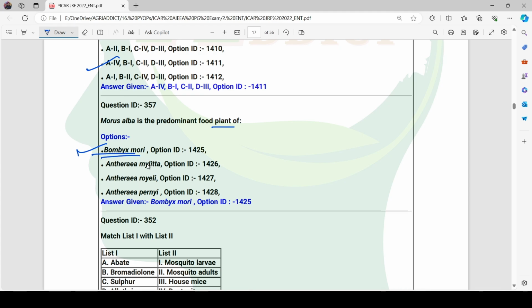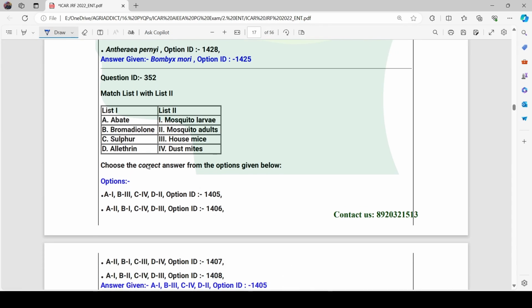Very simple question. The next question is another match the following type. There are several rodenticides and other pesticides given. You just have to match whom they can kill or restrict. So first there are Abate, bromadiolone, sulfur and allethrin. And in list 2 there are mosquito larva, mosquito adult, house mice, and dust mites. So Abate is mainly for larva of mosquito. Bromadiolone is an important rodenticide that is mainly used for house mice.